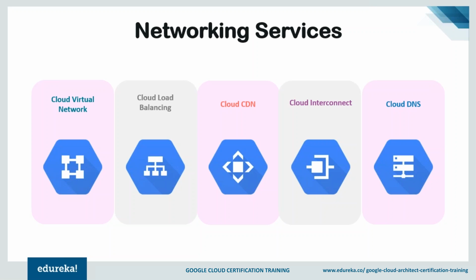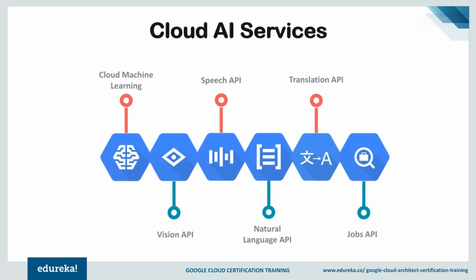Now, coming to the Cloud AI services, which are the machine learning services, Cloud AutoML is a suite of machine learning products that enables developers with limited machine learning expertise to train high-quality models by leveraging Google's state-of-the-art transfer learning and neural architecture search technology.